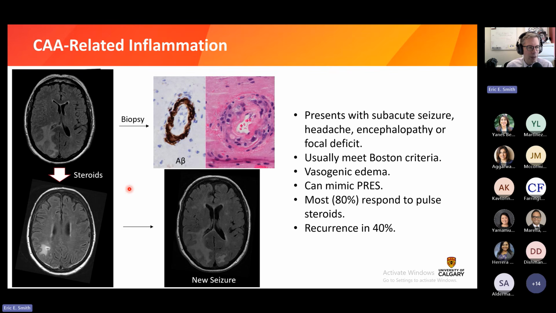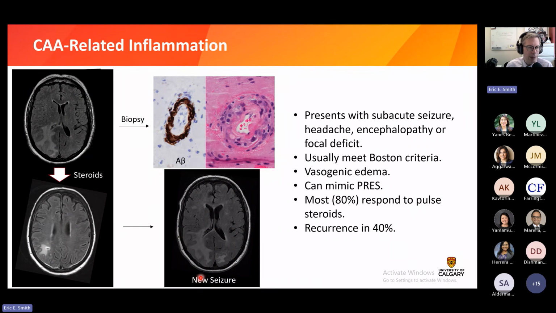And the patient was treated with steroids, and the scan went from showing a lot of vasogenic edema to probably 80% of it resolved. There's a biopsy cavity left over. They responded well to steroid pulse, which 80% do. We weaned them off steroids over a period of 3 months. But then a year later, they had a recurrence, and this can happen in about 40%.